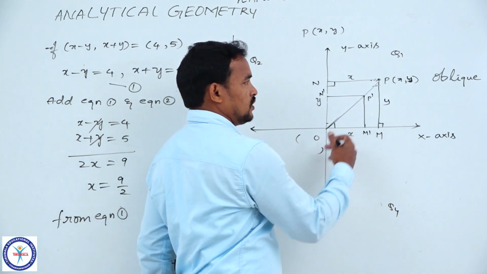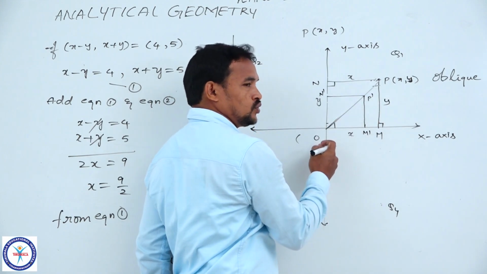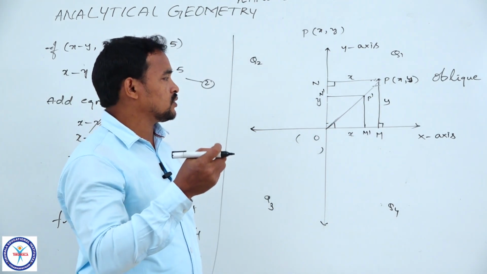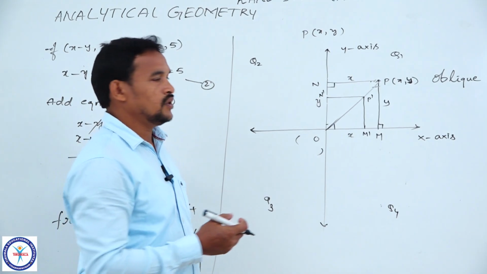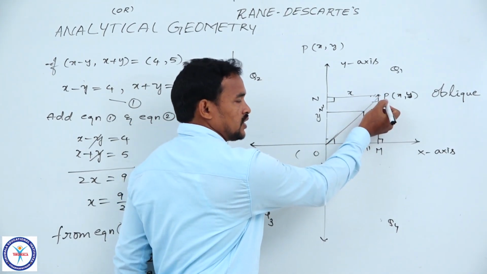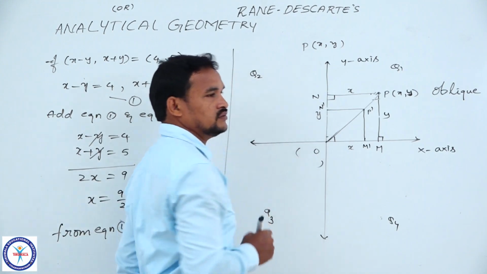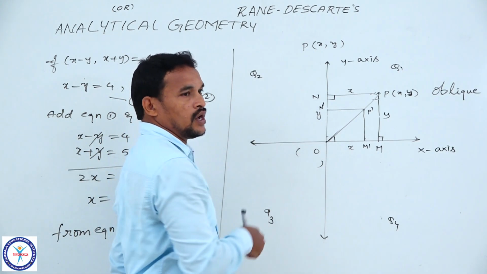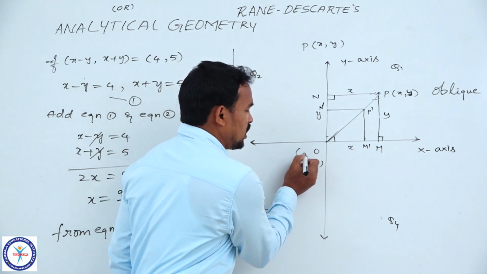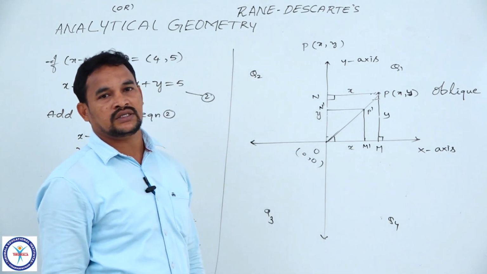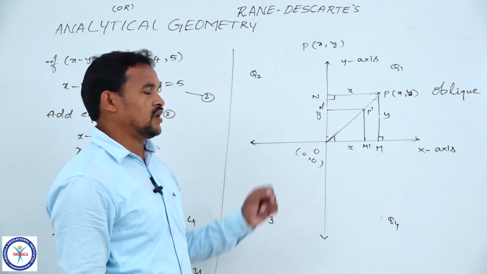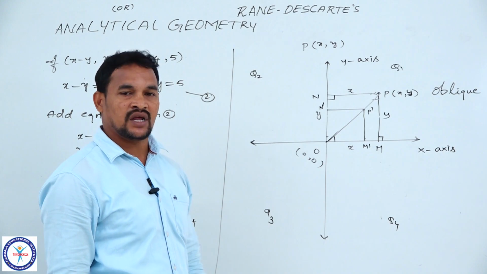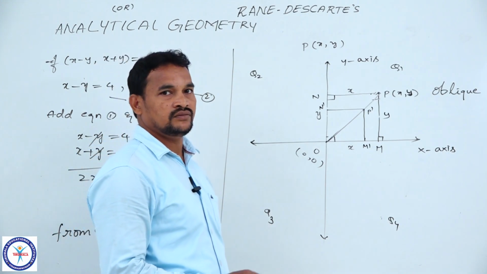Like this, when the point P is closer and closer to the origin, the perpendicular distances get closer and closer to zero. So when you take the point P at the origin, the perpendicular distances to the x-axis and y-axis are both equal to zero. So at the origin, the x value is 0, the y value is 0. Similarly, one more concept.